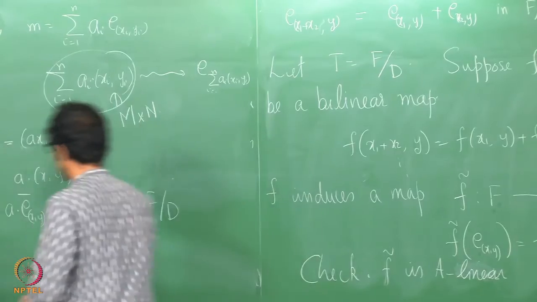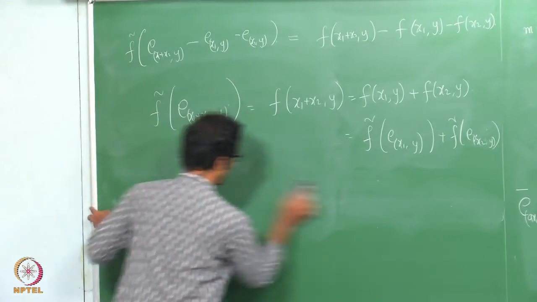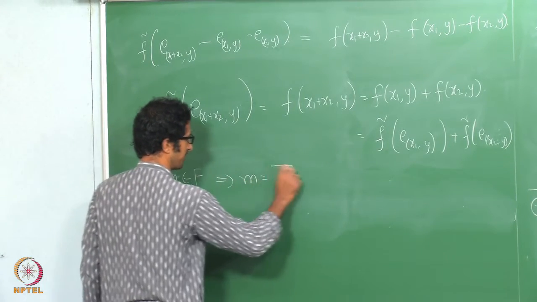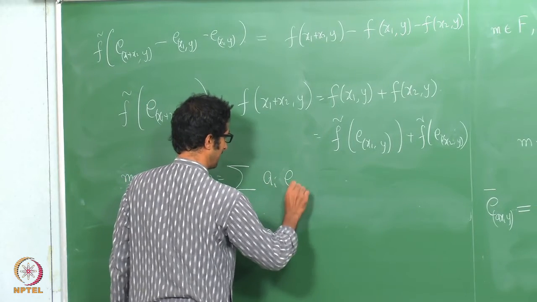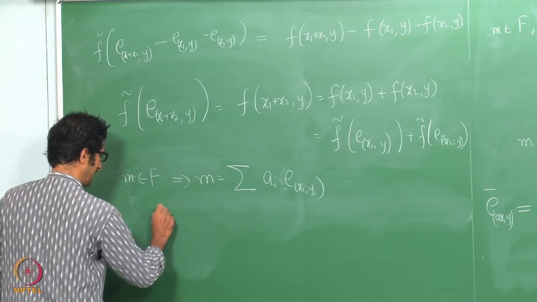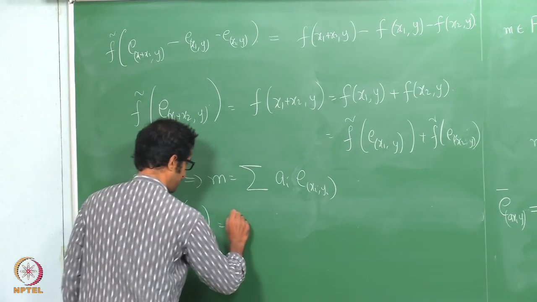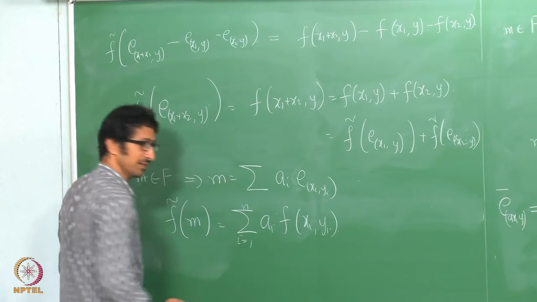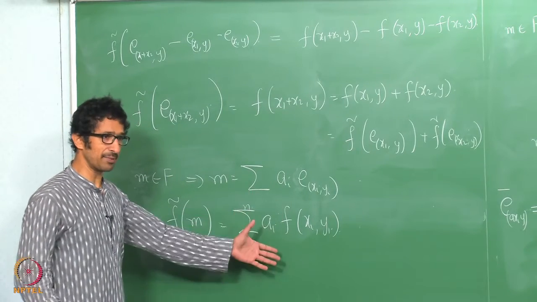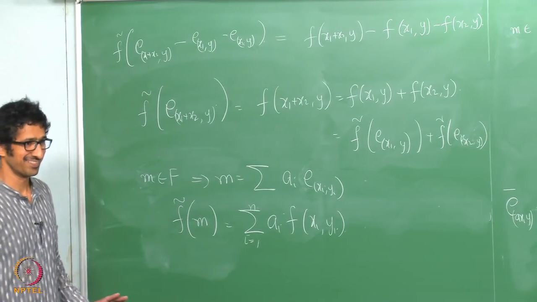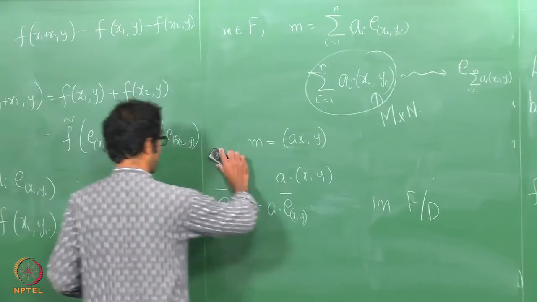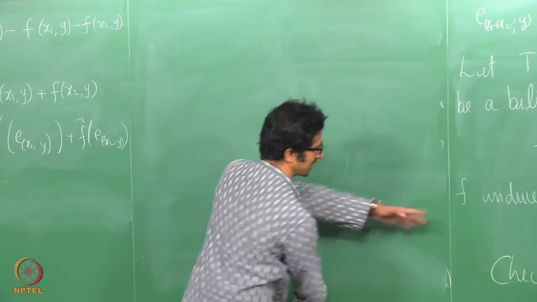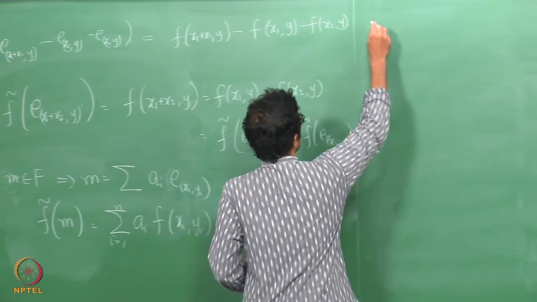Okay, so let me write down the definition of F tilde here. How does any element of F look like? Let us take m to be in F. m is of the form summation ai e(xi, yi). I define F tilde of m to be equal to summation ai f(xi, yi). So F tilde is linear by definition. This is exactly how we define it in vector spaces also: we define it on basis elements and extend it linearly to the whole vector space. This is exactly what we are doing here. So therefore, this is 0.